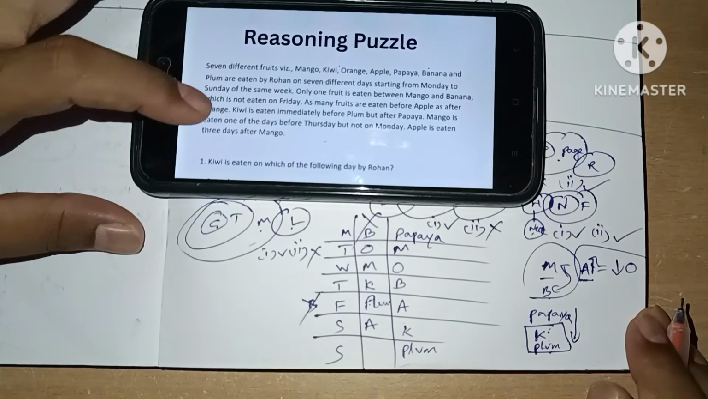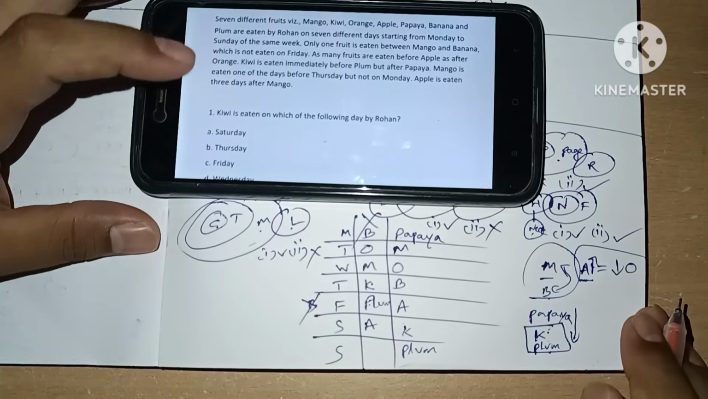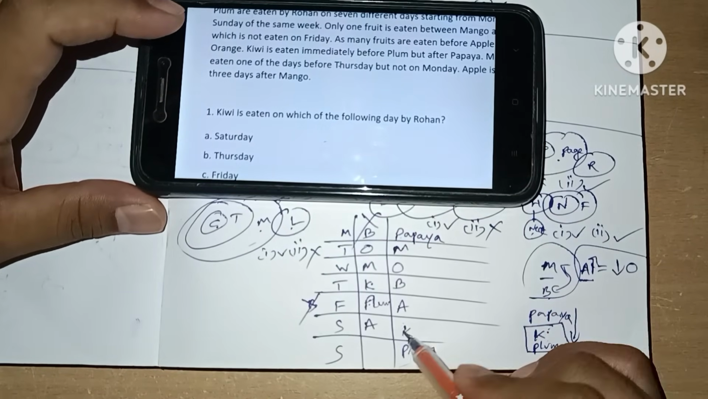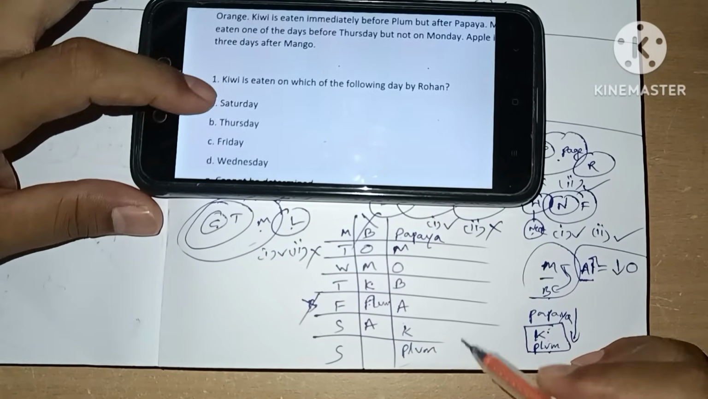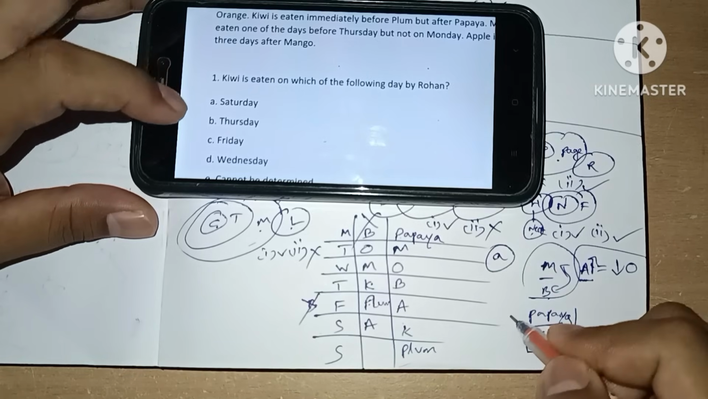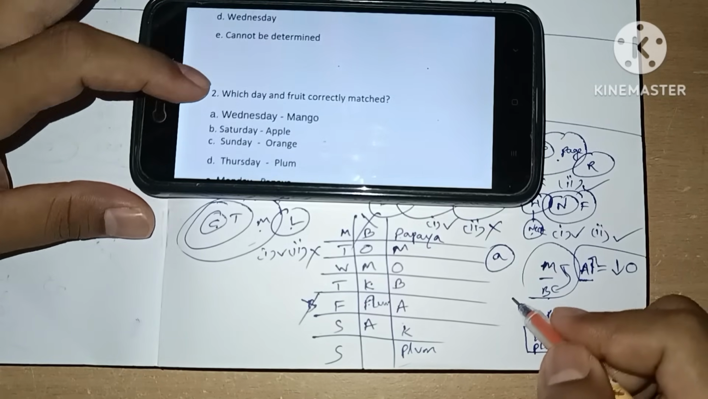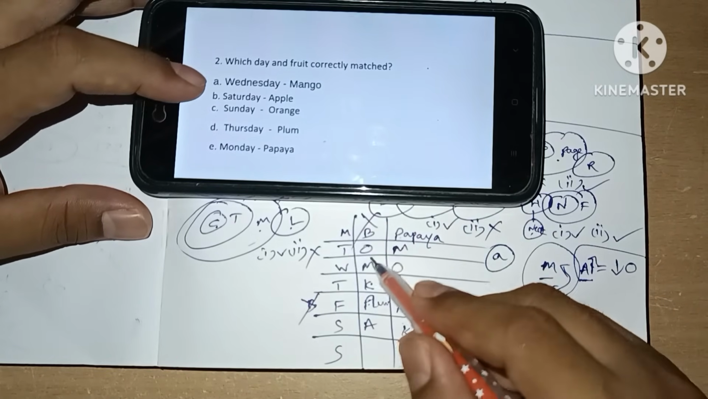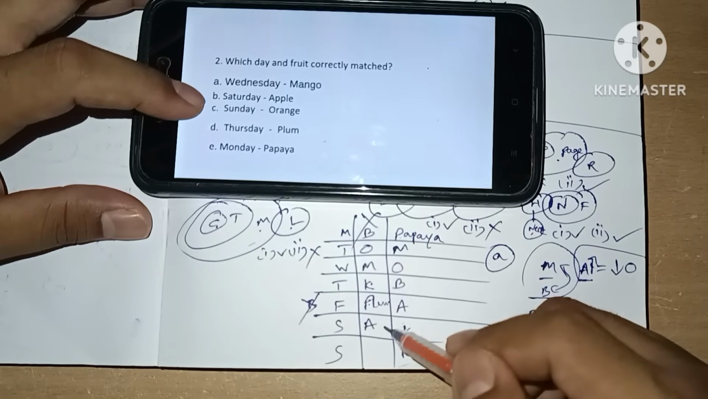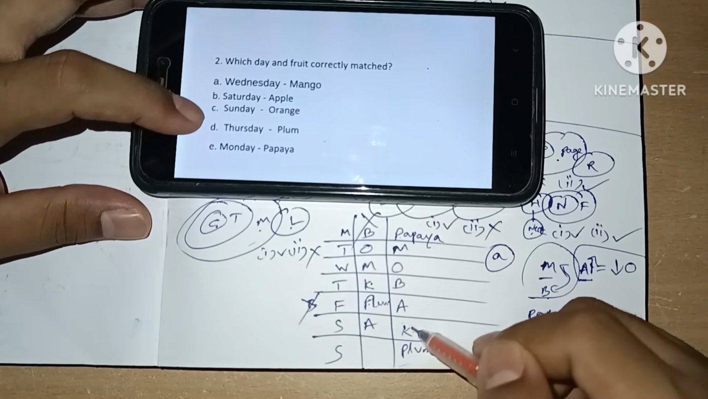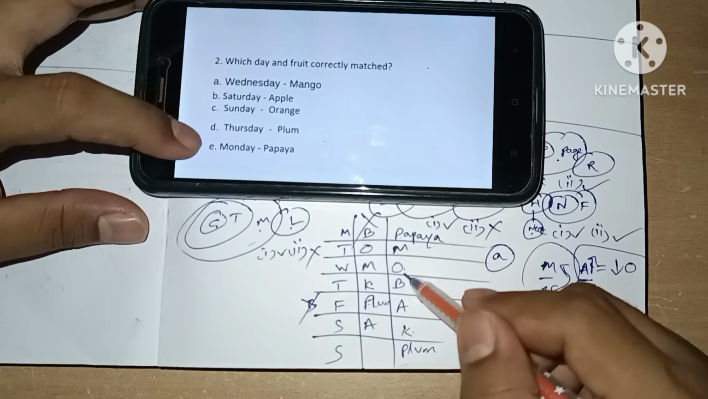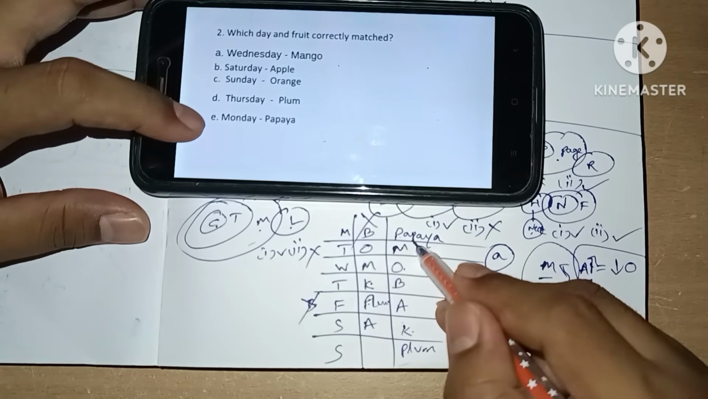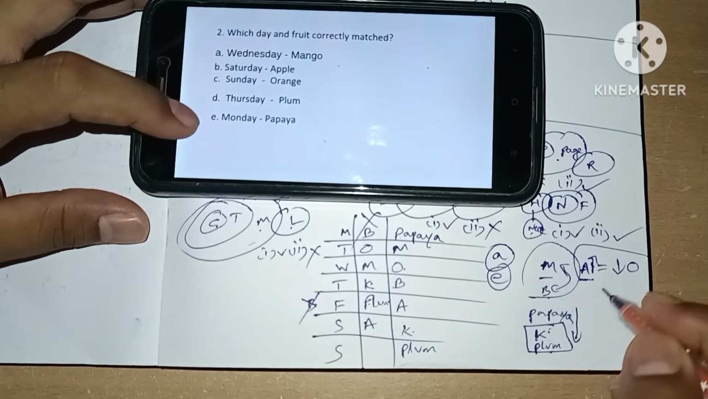Let's see the questions that are asked in our puzzle. The kiwi is eaten on which of the following days? Kiwi is eaten on Saturday. Option A is our answer. Next, second question: which day and fruit are correctly matched? Wednesday mango? No. Saturday apple? No. Sunday orange? No. Thursday plum? No. Monday papaya. So option E is our answer.